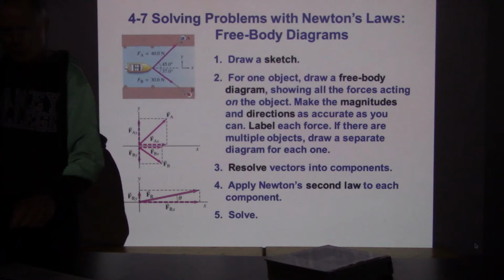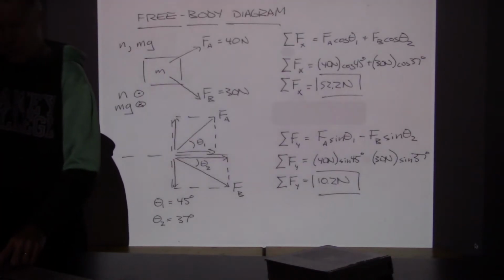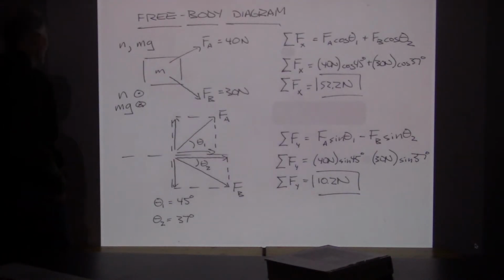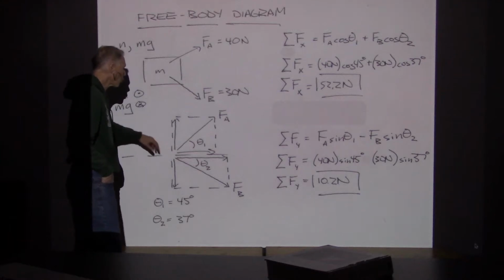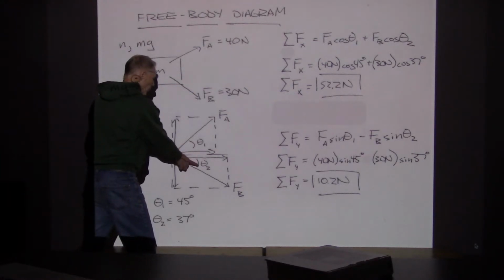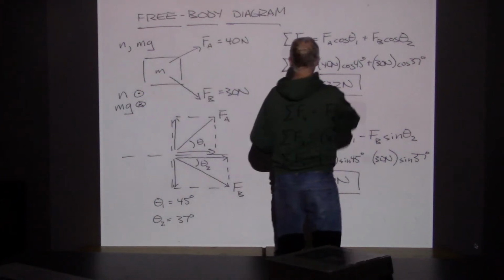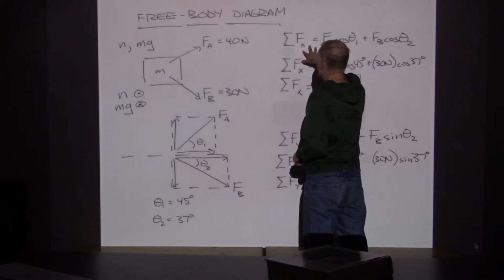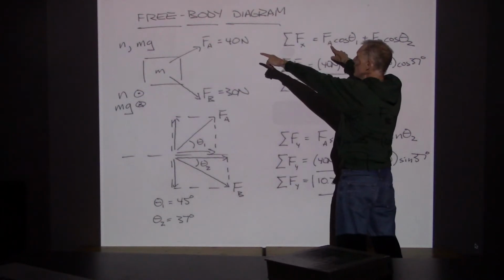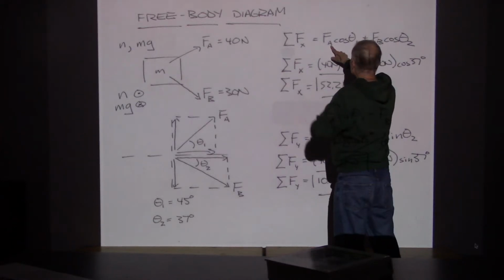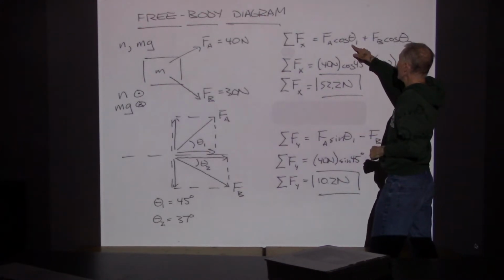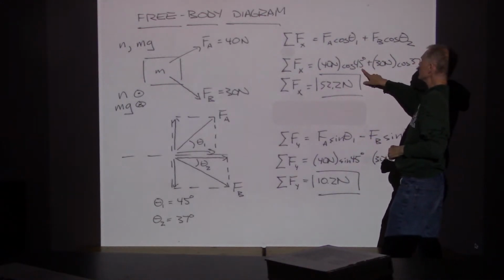I think we've done this with other vectors, so let's take a look at this one. Same diagram as we saw before. I'm calling this theta 1, I'm calling this theta 2. Now, if we look at all of the forces in the x direction, I'm going to get force A, which we're told is 40 newtons, times the cosine of angle 1, and the angle is given as 45.